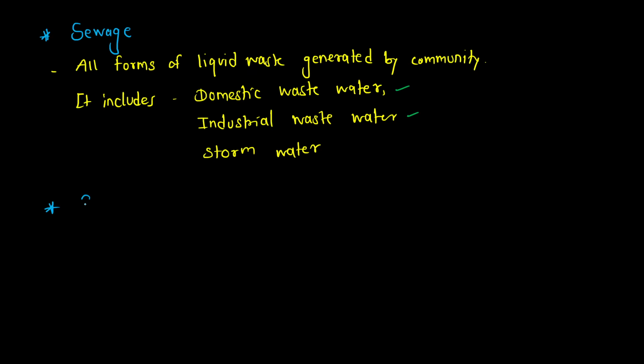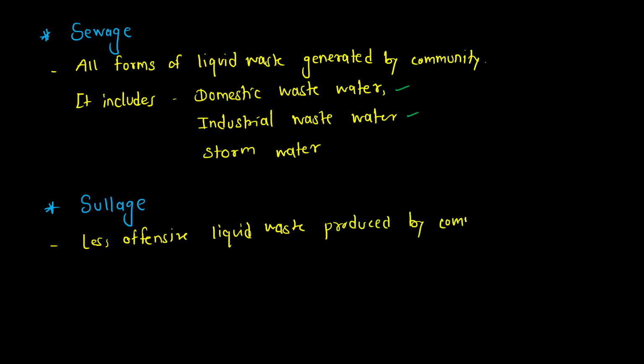Now the next important definition is sullage. Those who know Marathi can just see the names. See, it is given here. So the first two words you can relate. If you have got this, you can mention it in the comment. So what is the meaning of sullage? Sullage is a less offensive liquid waste produced by community.